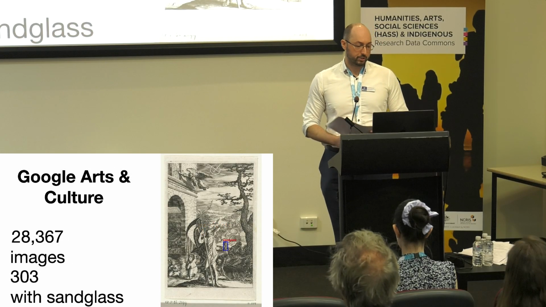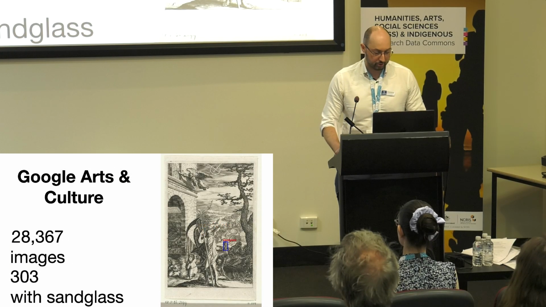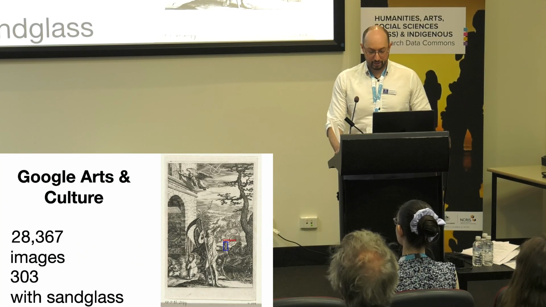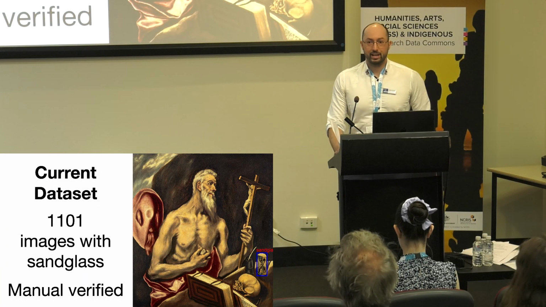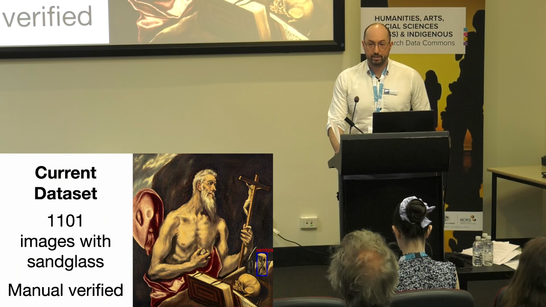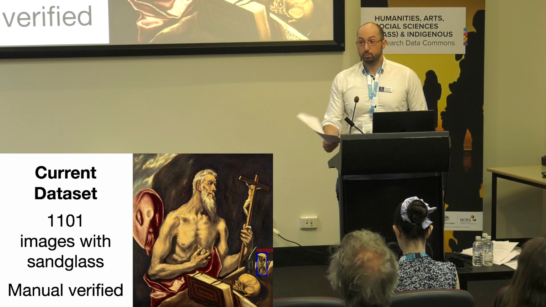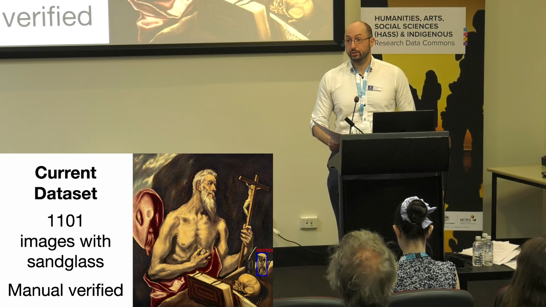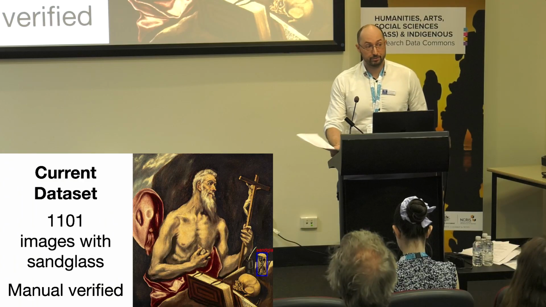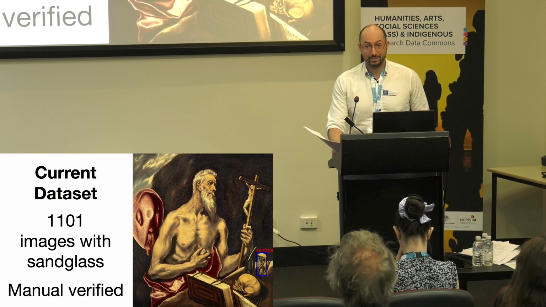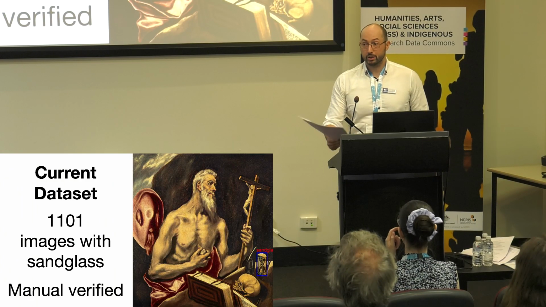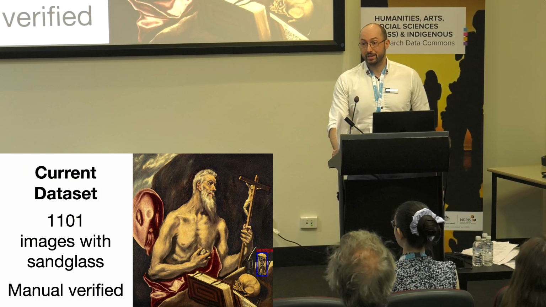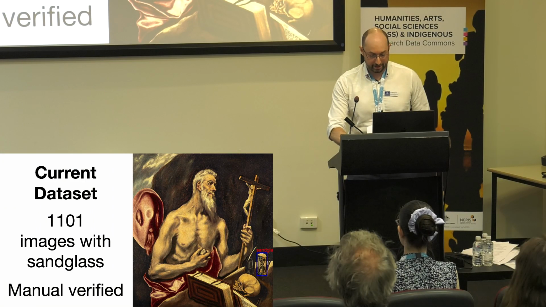We went to Google Arts and Culture and downloaded 28,000 images of historical artwork, and that gave us 303 extra images of sandglasses. So all up, we ended up with 11,000 images of sandglasses that have been manually verified, and these are what Matthew Champion can use as part of his research. And we also hope to extend this further, meeting with a representative of Google Arts and Culture in a few weeks. And hopefully we're going to be able to use this model on all the images in Google Arts and Culture to search through tens of thousands of images to find as many hourglasses as we can.